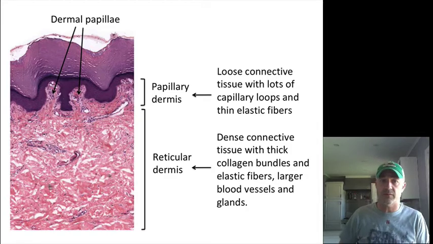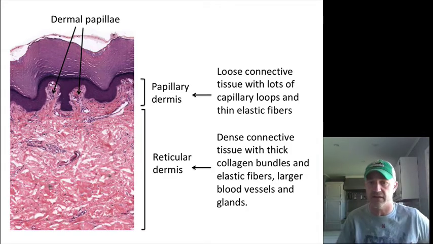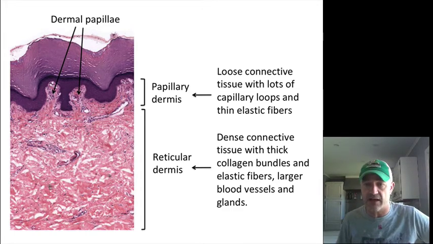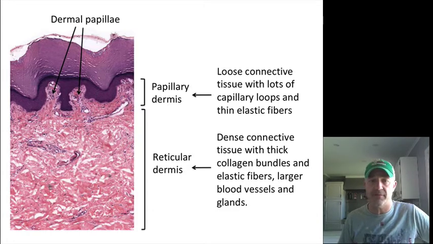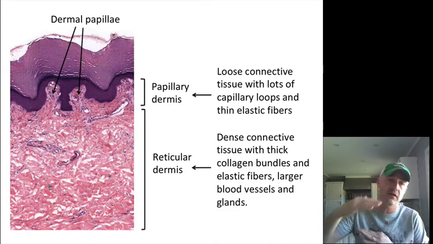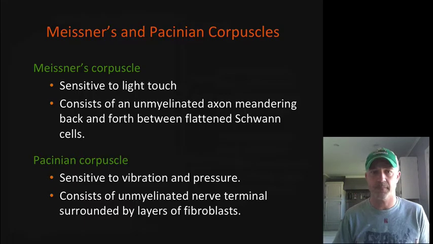The loose connective tissue, that areolar connective tissue with a lot of capillaries in it, is what makes up that upper part here. Where those dermal papilla are coming down like this, we call this the papillary dermis. Beneath that, we have lots of dense irregular connective tissue with collagen bundles, referred to as the reticular dermis. The papillary dermis is about the upper 1/5, and the bottom 80% is the reticular dermis.